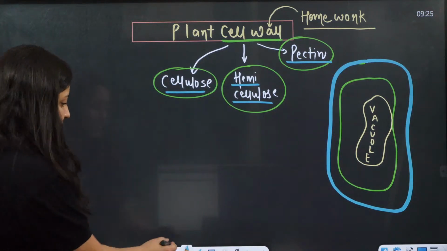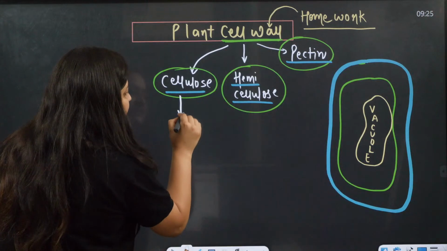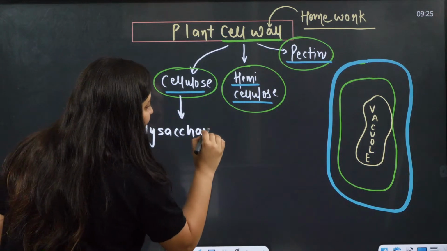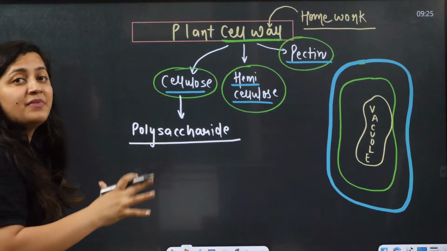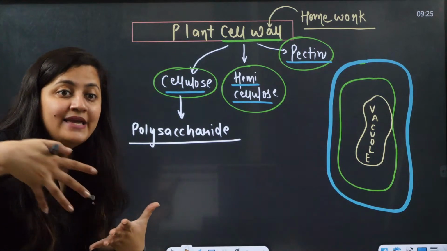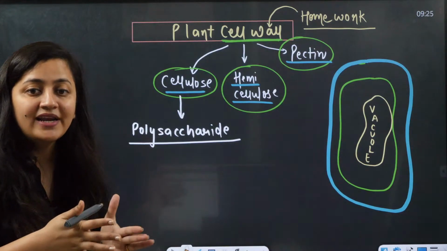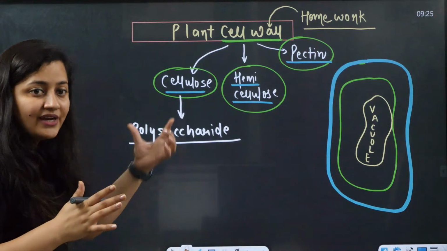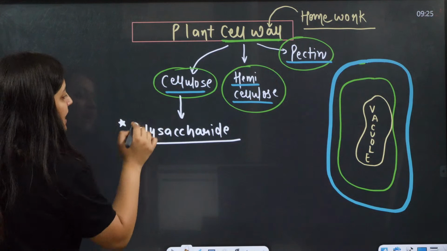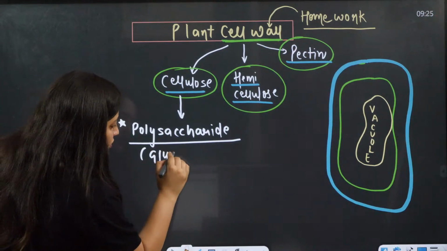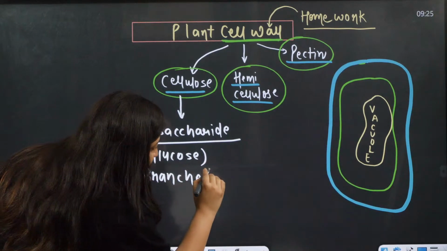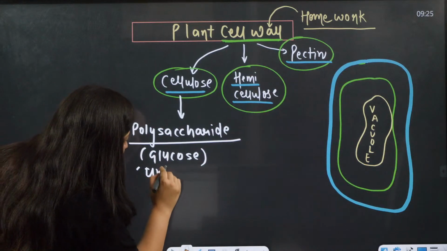Now, when we talk about cellulose, it is also a polysaccharide. Saccharide means sugar, poly means many. So basically it is a carbohydrate made up of many monosaccharides. That is cellulose. Cellulose is made up of glucose; glucose is the monomer here. It is an unbranched polysaccharide.